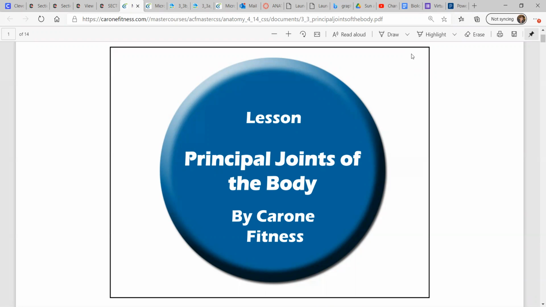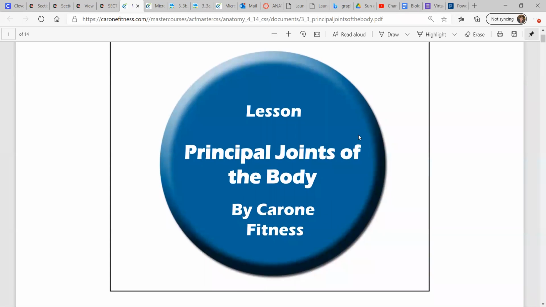of 3.3. We are talking about articulations, which is another name for joints, and we talked about how we classified joints last time, and we focused on synovial joints because those are the ones that allow us to actually articulate and move our body the most. And today we're going to look at principal joints of the body.